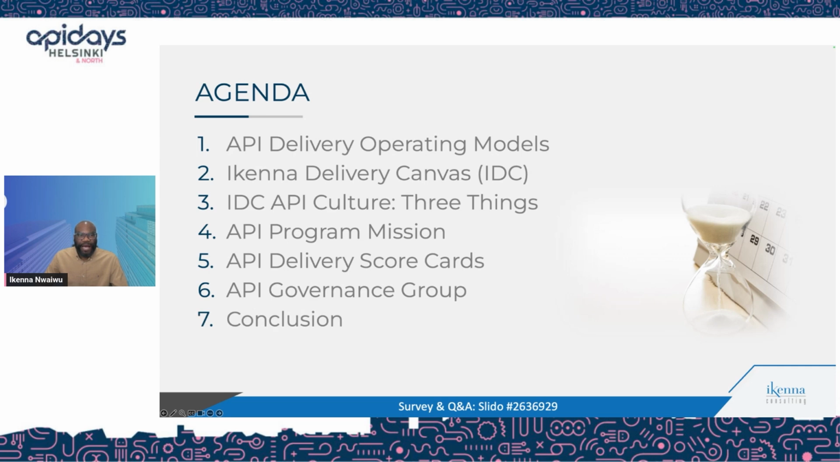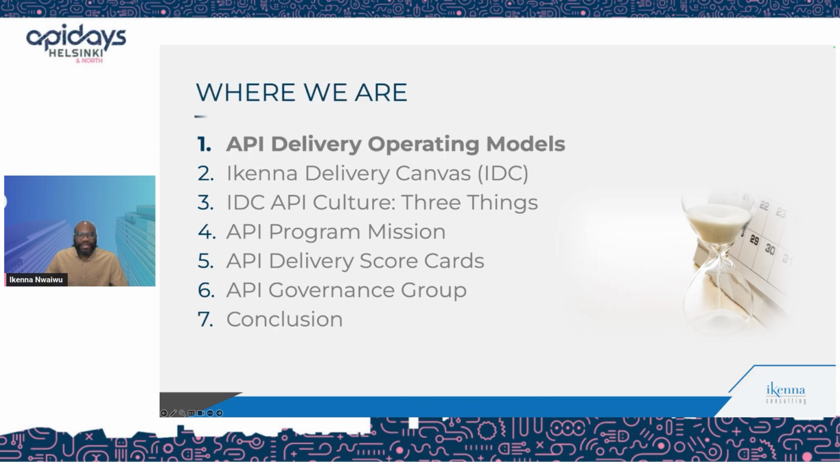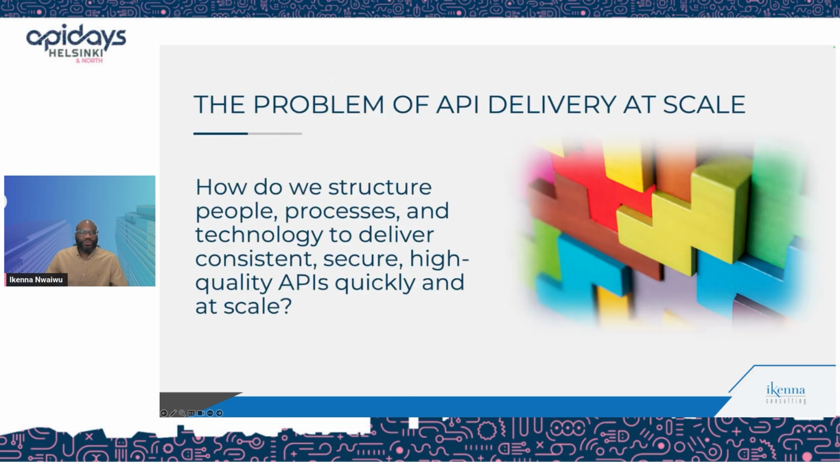So I want to start by talking about API delivery operating models. So what do I mean by an API delivery model? Well, let's start by looking at the problem. The problem, which I call the problem of API delivery at scale, is how do we structure people, processes, and technology to deliver consistent, secure, high quality APIs quickly and at scale.